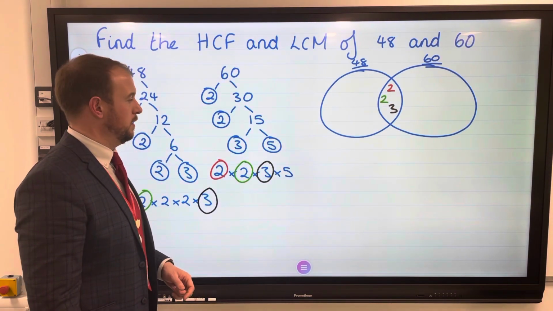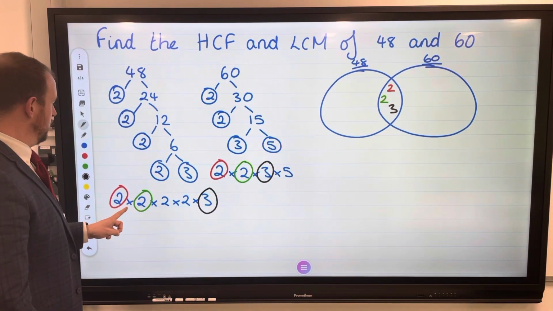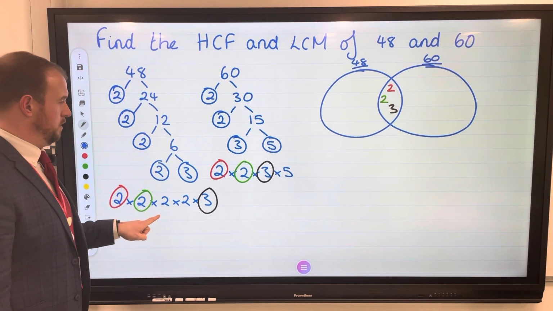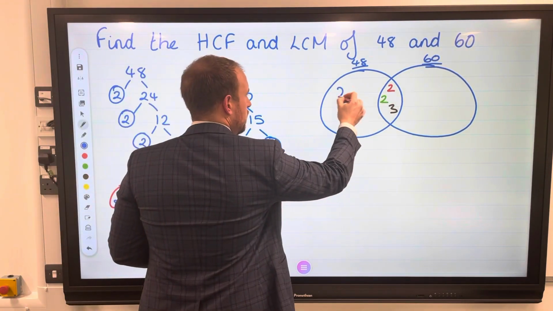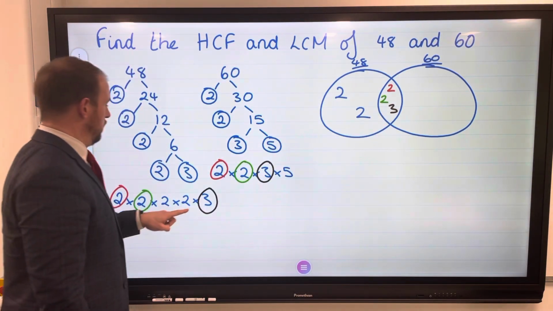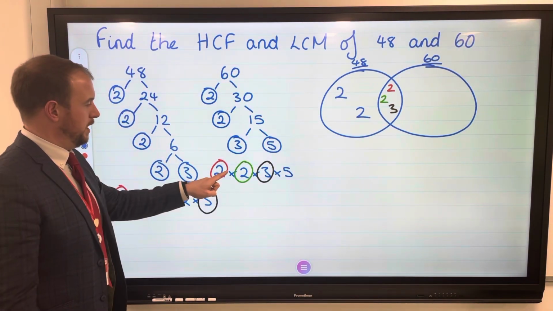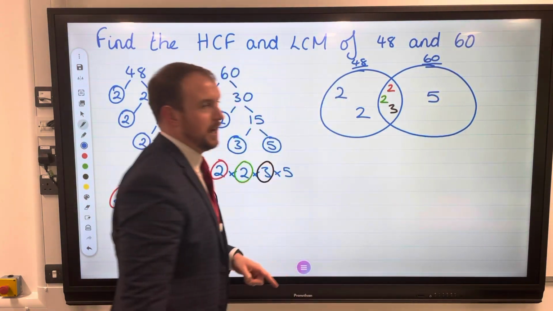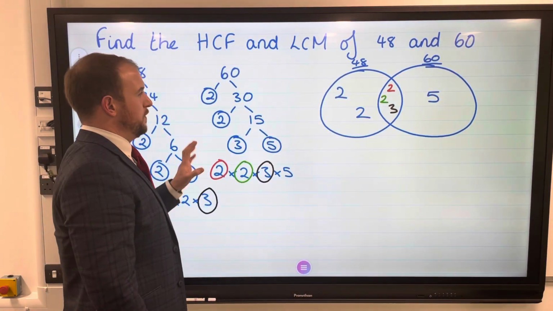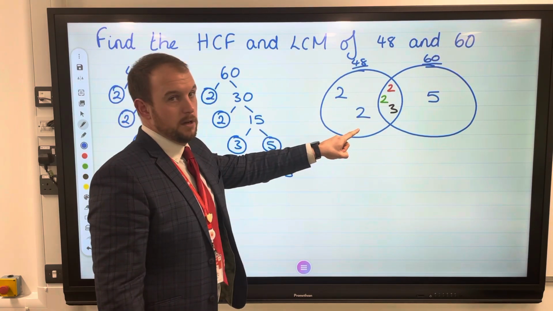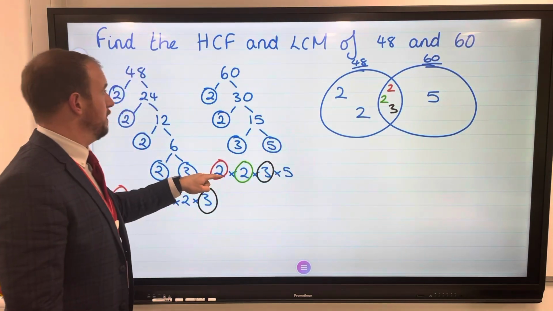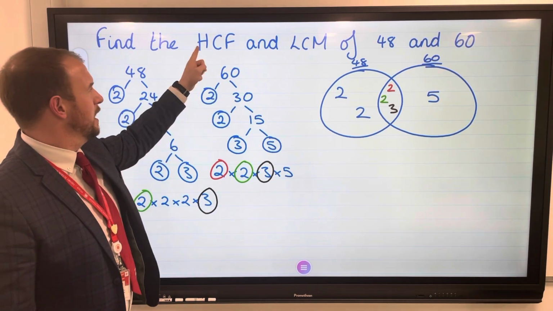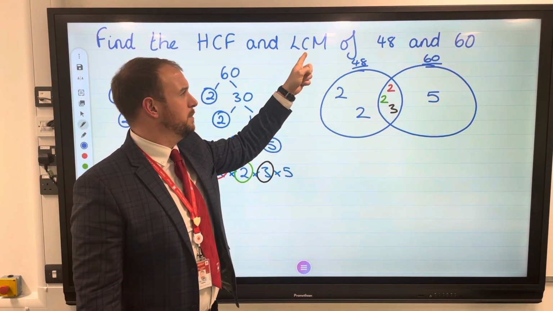With 48, I have 2 numbers left over. These can then go on the side of the 48. Here I have 1 number left over, which is a 5, which can then go on that side. So now I have filled in the Venn diagram using the product of prime factors of both 48 and 60. But I still haven't calculated the highest common factor and the lowest common multiple.